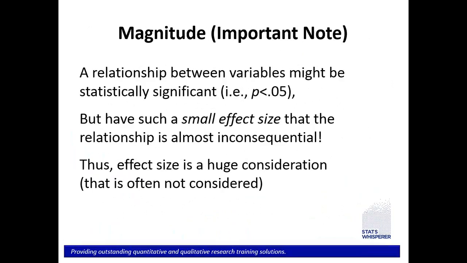As we said, this can't be said too many times because it really needs to be embedded in the field. A relationship between variables might be statistically significant, p is less than 0.05, but there might be such a small effect of one variable upon the other that the finding is almost inconsequential. So effect size is a huge consideration that is frequently not considered.